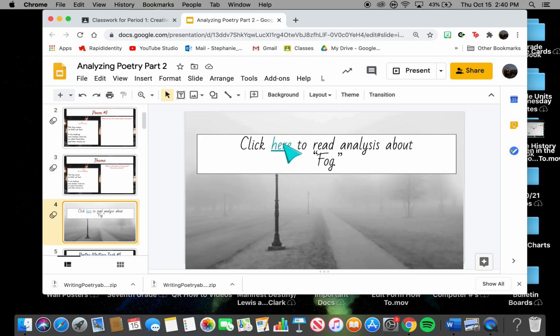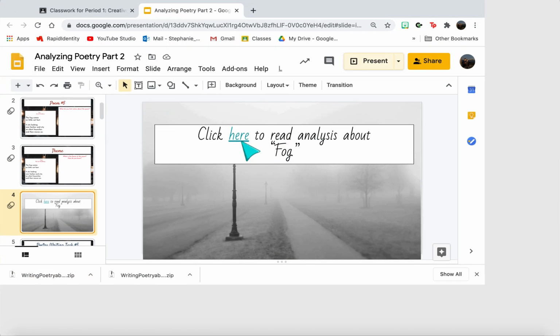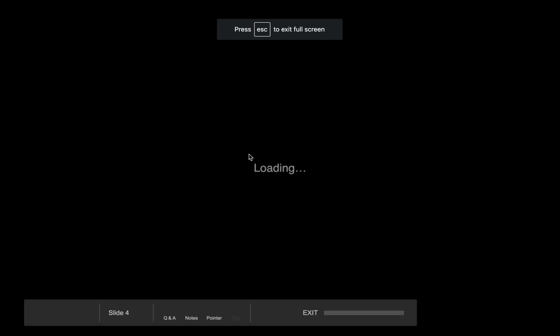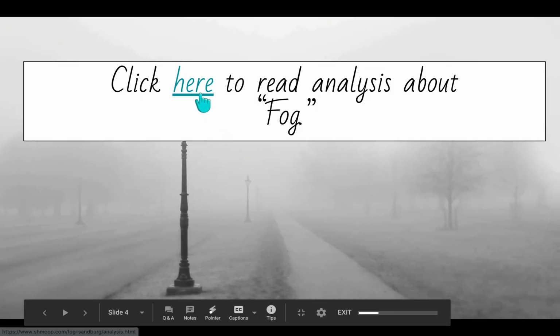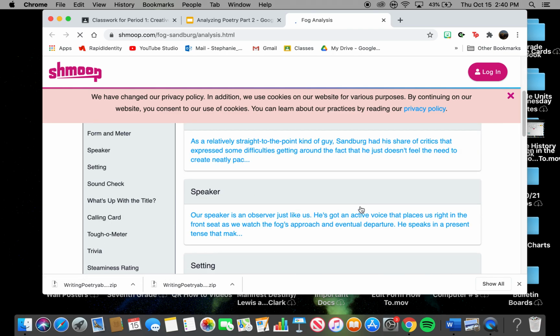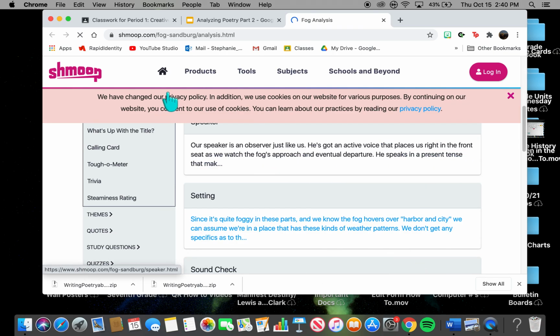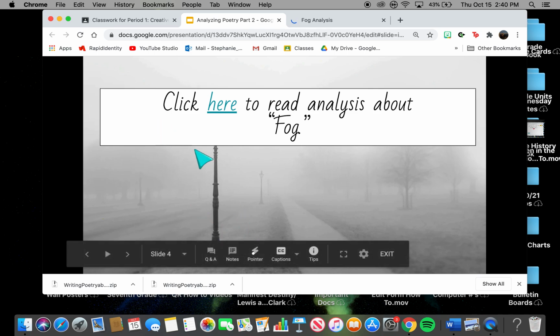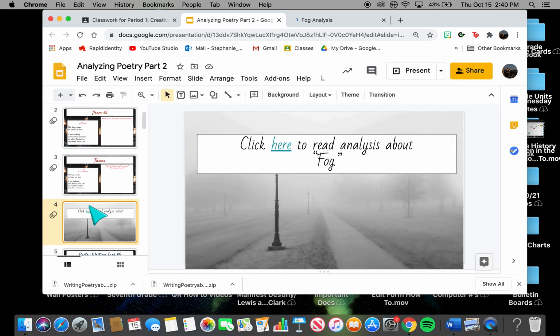After you've done that, you're going to click present, and then click where it says here. That's going to take you to a place that explains what the poem actually means. This is helpful to read because you're going to have a task in the next part, and the task is a lot easier if you know exactly what they're supposed to be saying. So go ahead and exit out of there.